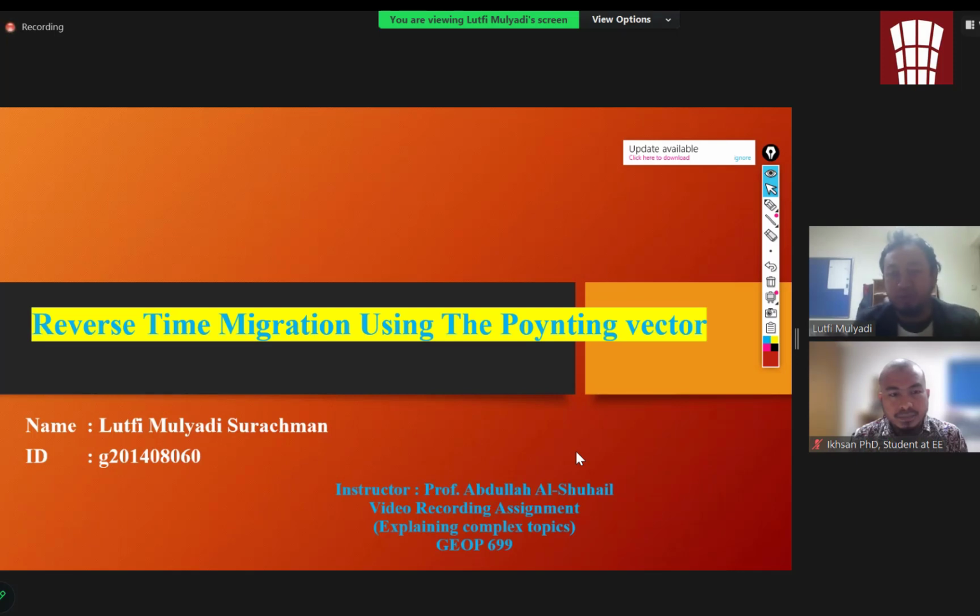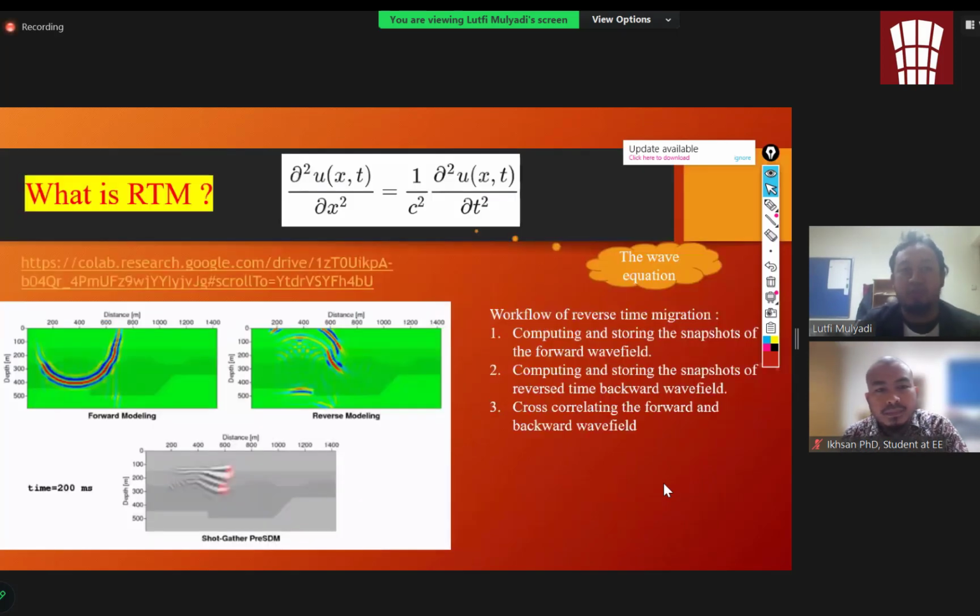I'm going to talk to you about reverse time migration using the Poynting vector. This is an imaging technique used in our geophysics department and all over the world to image the subsurface. What is reverse time migration, what can it do, and so on? We will discuss it.